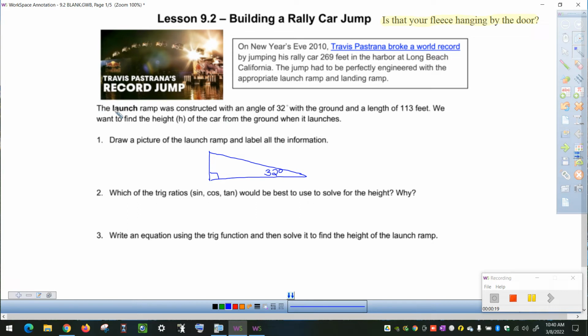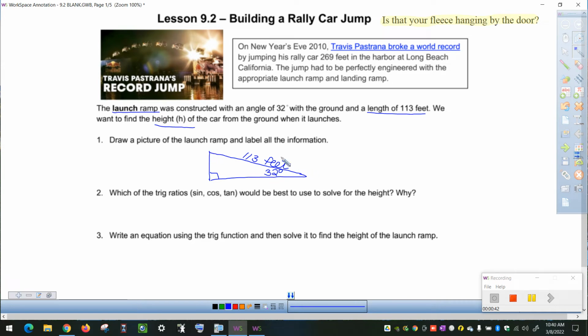And then it's telling us here that the actual ramp itself, so the diagonal distance here, the ramp that the car is traveling on, is a length of 113 feet. So it should be our hypotenuse that is labeled as 113. And what we're interested in finding is the height that the car is from the ground when it launches.